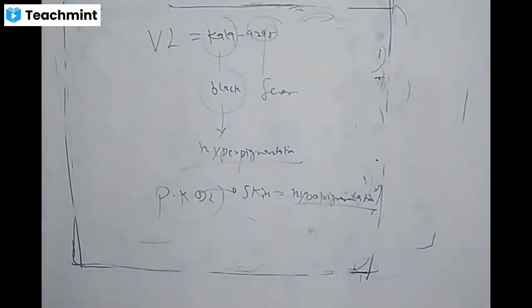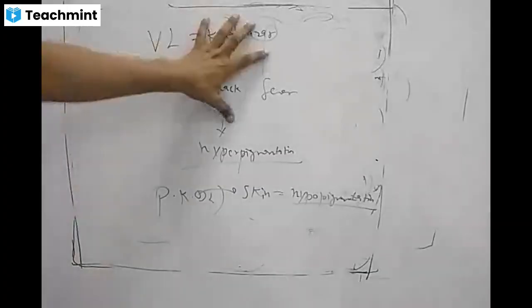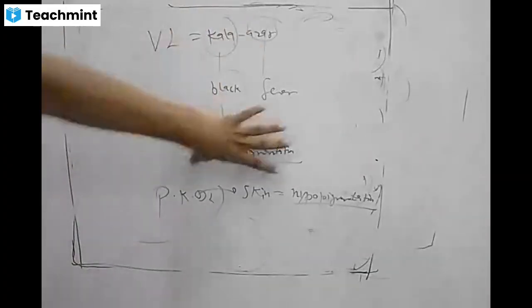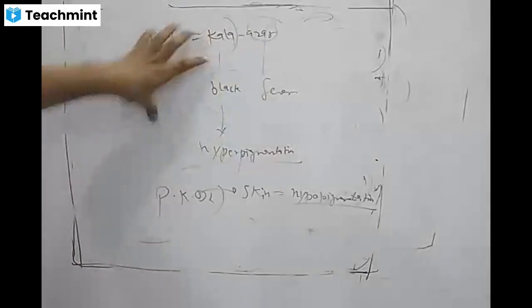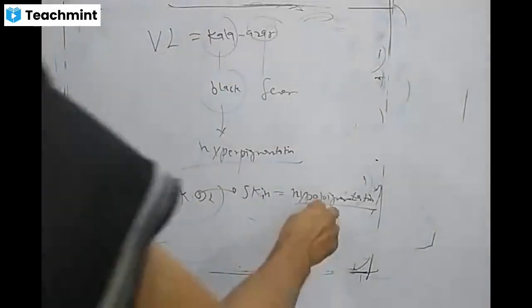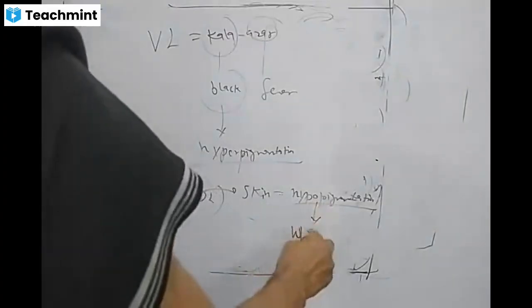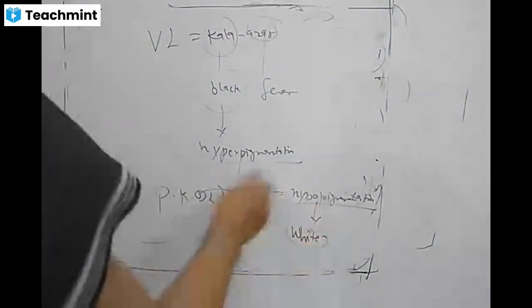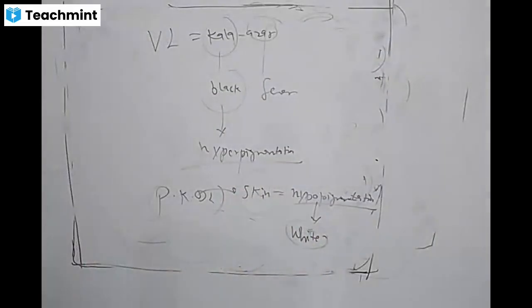That happens 2 to 10 years later. In Kala Azar, in visceral leishmaniasis, there is hyperpigmentation, blackening. But in PKDL, hypopigmentation is there, which is nothing but white spots in the skin. So PKDL.